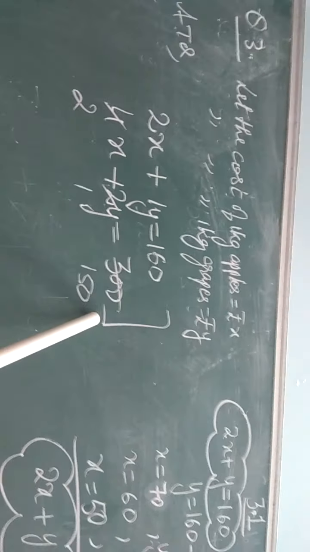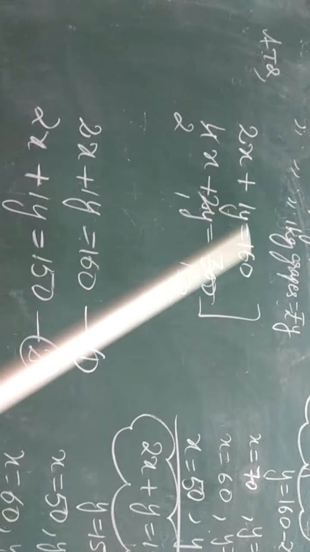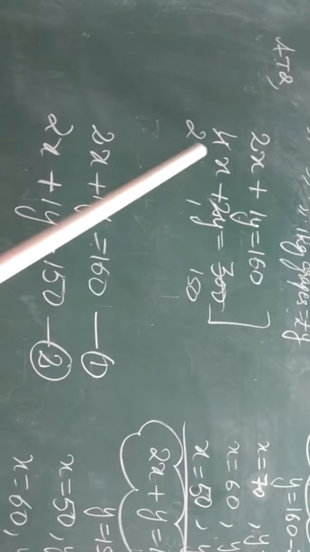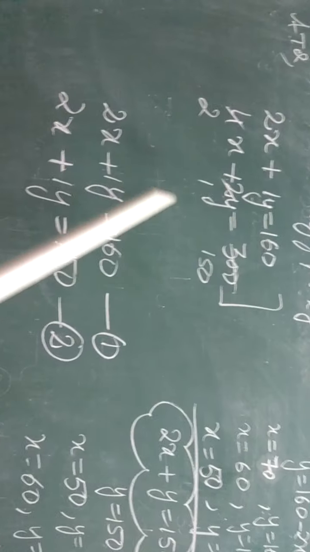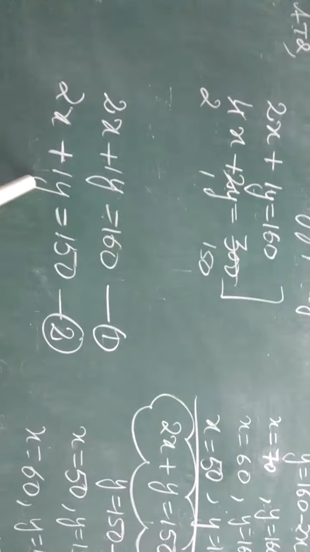So the new pair of equations will be this. The first equation will remain as it is. The second will become 2x plus 1y is equal to 150. This is the first step. This is the algebraic representation.